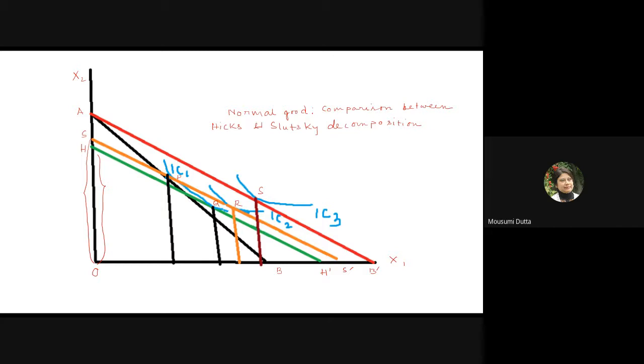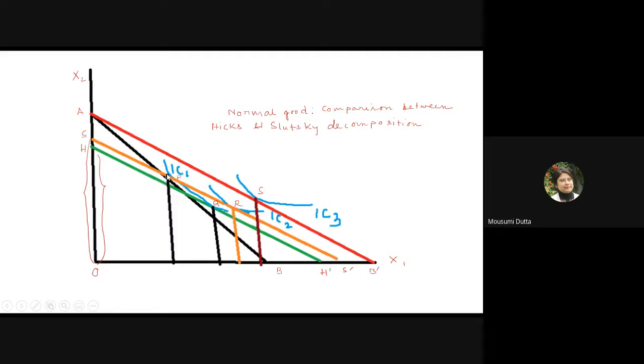So our initial budget line, like other cases, will be AB, and initial purchase point will be given by P, where the indifference curve IC1 is touching the budget line. The blue IC is basically touching the black budget line at this point.